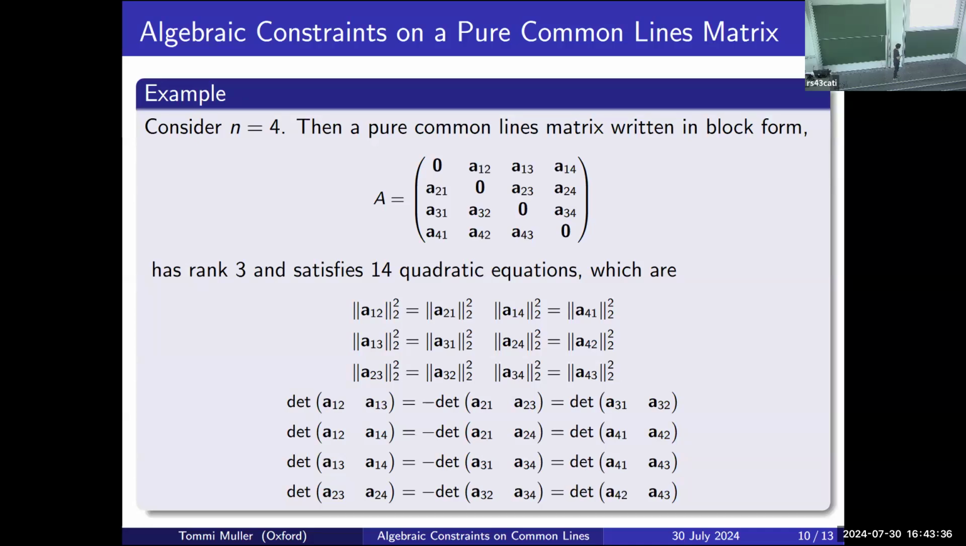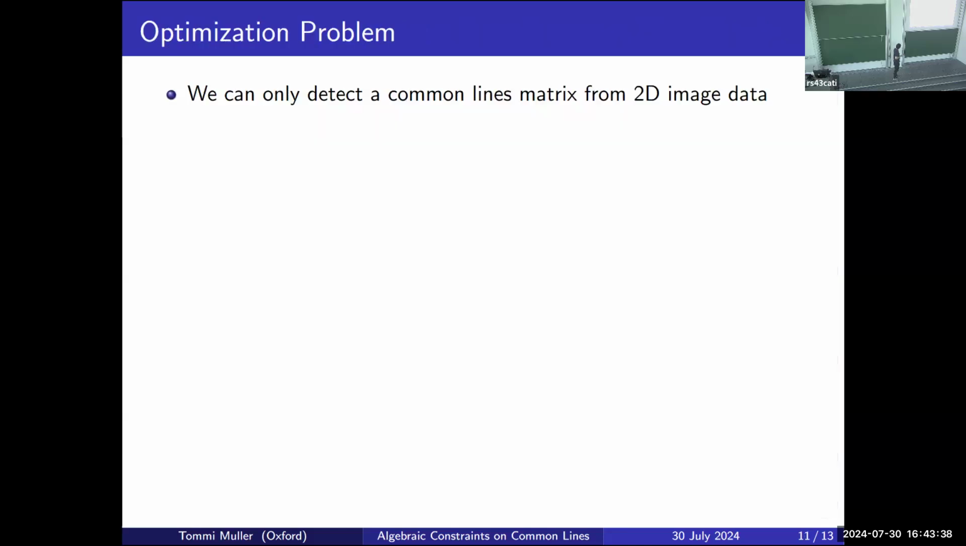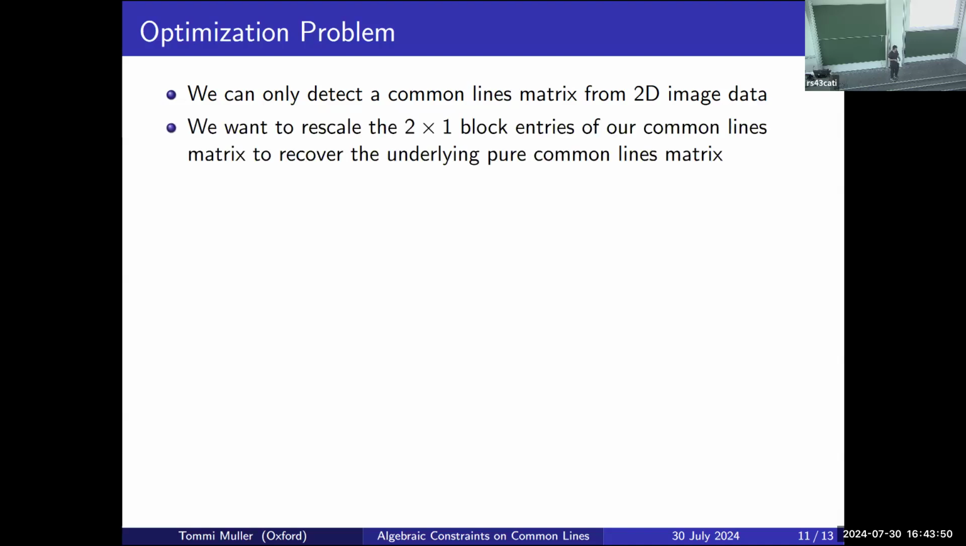Okay, so let's go back to the problem. Remember that from our images, we can only detect common lines up to scale. In other words, we can only detect a common lines matrix. And what we really want is to get rid of these lambda ij's. We want to cancel them out and rescale the blocks of the common lines matrix to get a pure common lines matrix. And once we have that, then we're good.